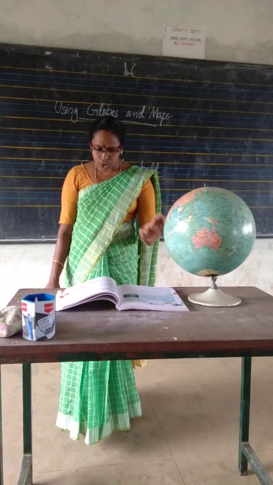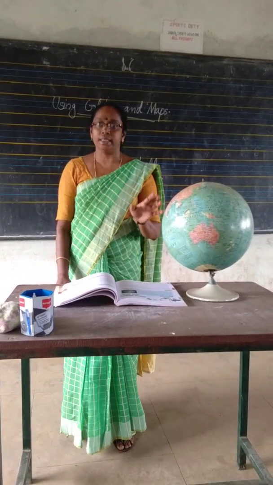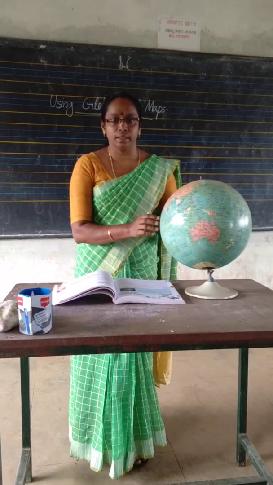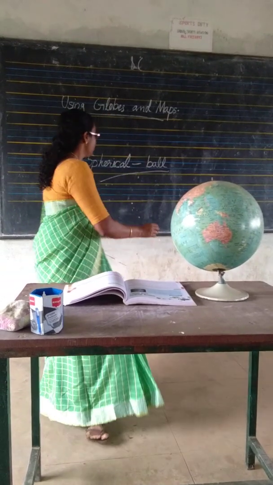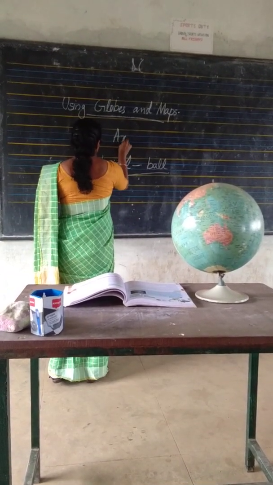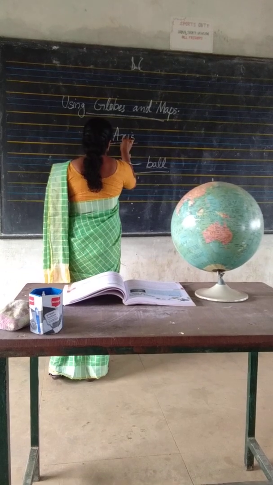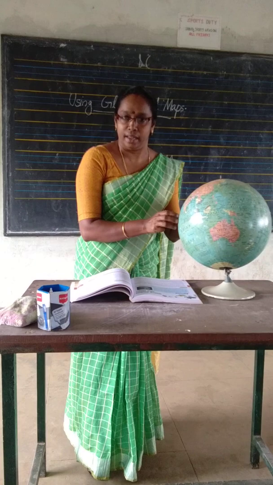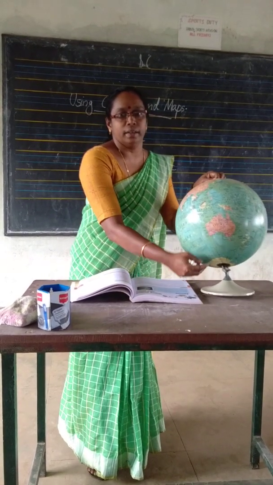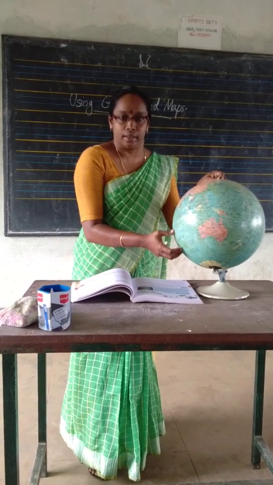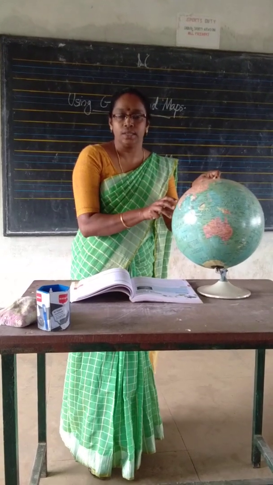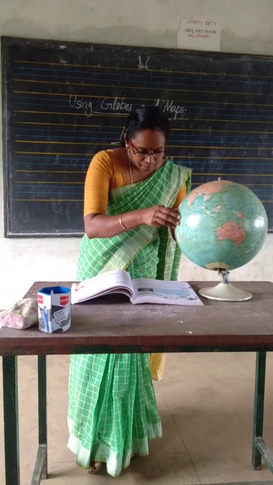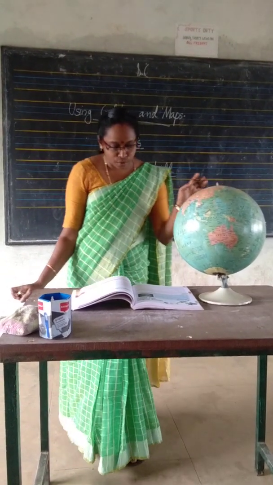Then, the earth spins on its axis from west to east. What is axis? Did you hear the word before? Listen, the word axis. Axis is an imaginary line going through the earth, inside the earth. On that axis, the earth is tilted. That word also, listen, tilted at an angle of 23.